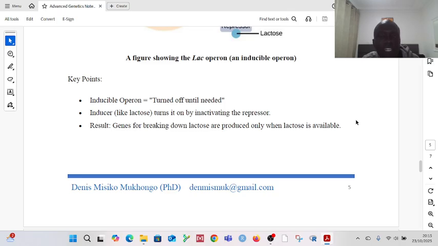Once the repressor has been inactivated, it lets go of the operator. Then once the operator is free, the RNA polymerase, which will have already attached itself to the promoter, will move, transcribing the genes, creating an RNA sequence. Then that RNA sequence will now be translated into proteins. Those proteins will have a function, okay, because enzymes are protein in nature.